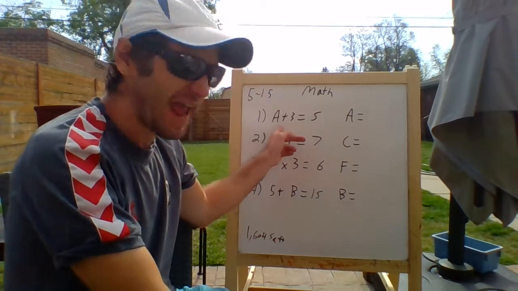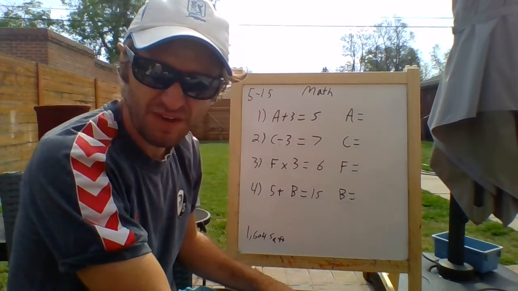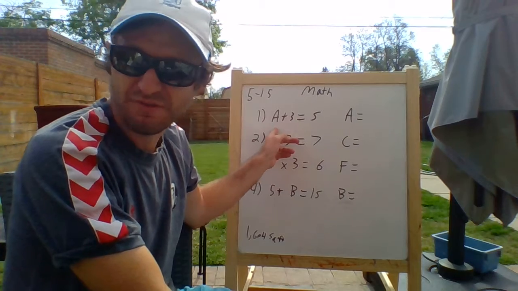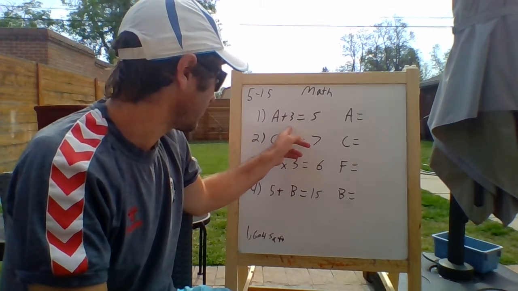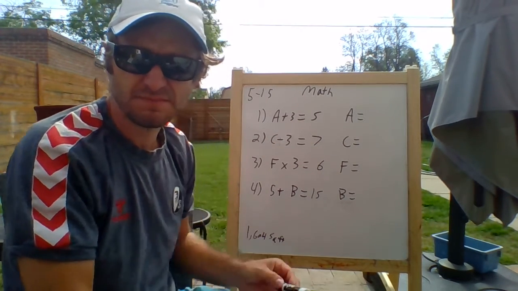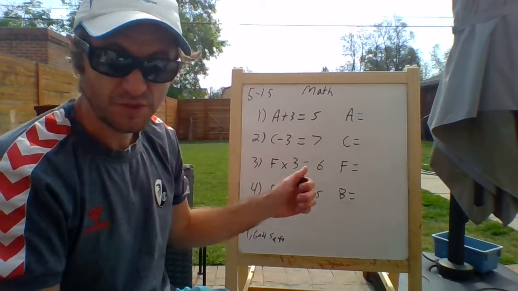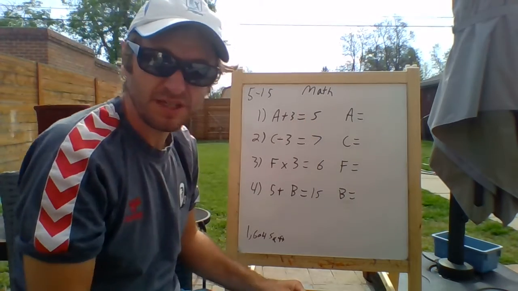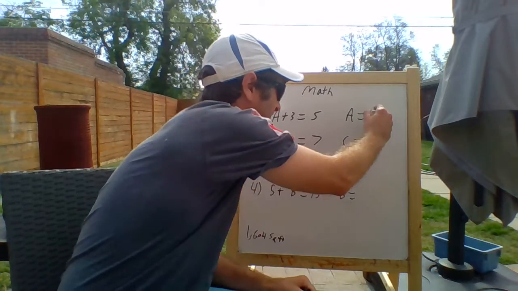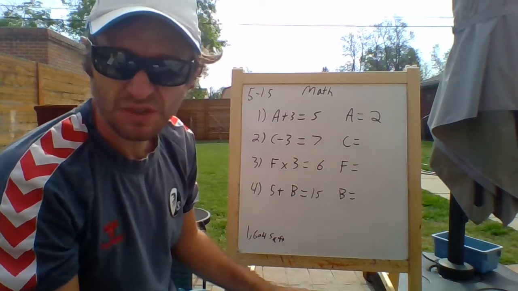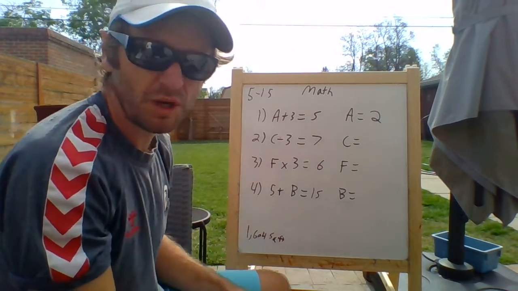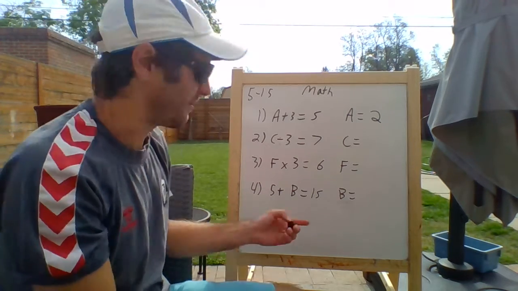So I have a plus 3 equals 5. Well, what can we fill in for a that added to 3 equals 5? If you wanted to, you could even switch this around: 5 minus 3 equals 2. A equals 2. We just solve for the letter. We don't want to be intimidated by them. We just want to solve for them.